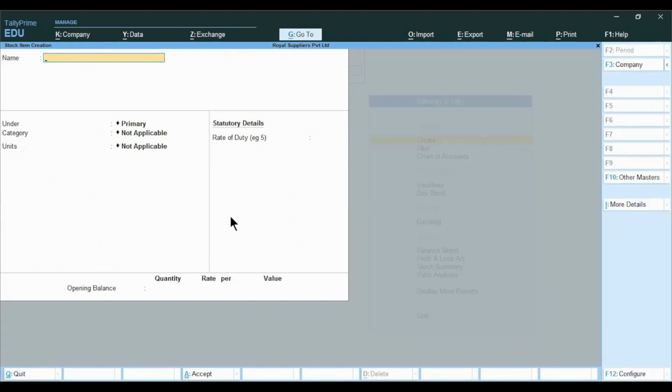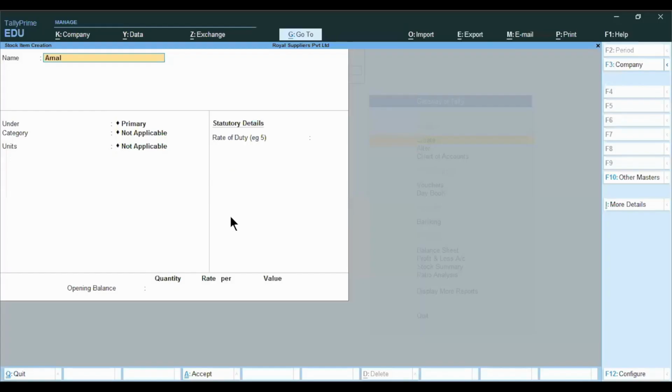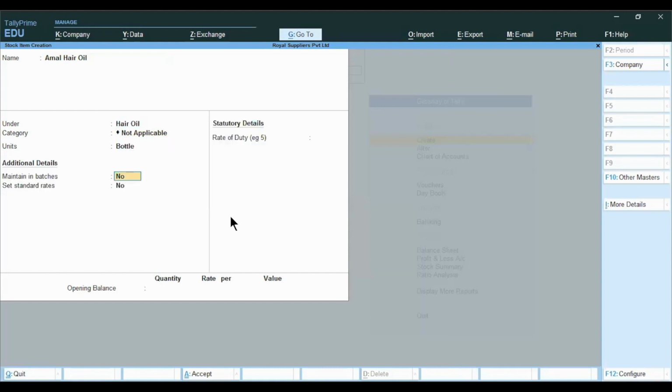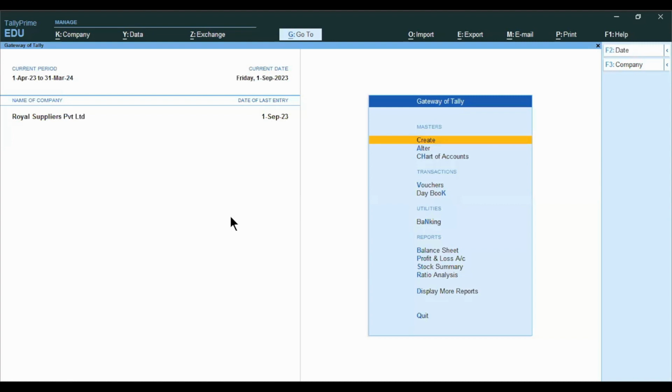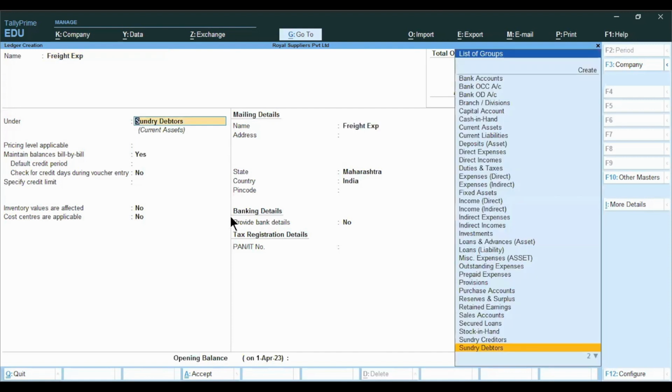And then the next product is Amla hair oil. So Amla hair oil, this is again hair oil, and bottles can be used as a counting measurement. Press escape. Now we will create the ledger freight expense. This is our direct expense.